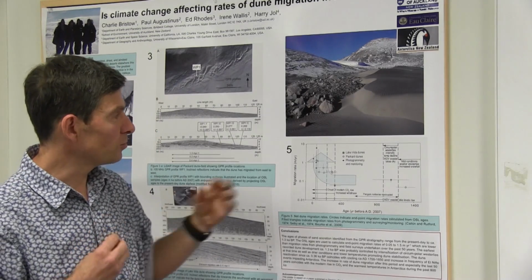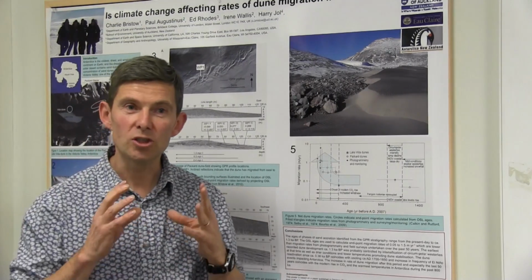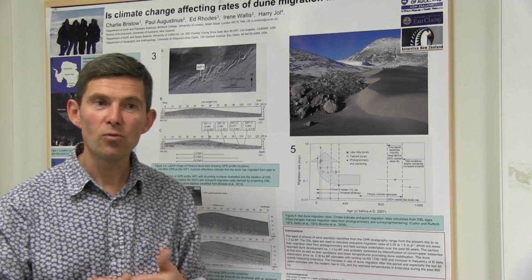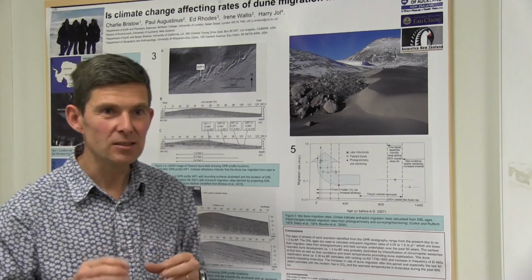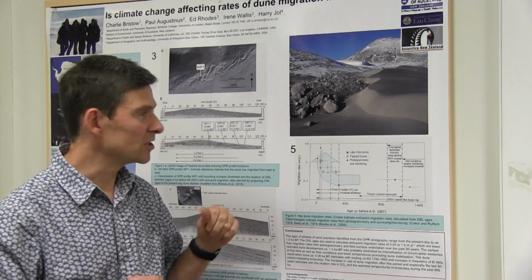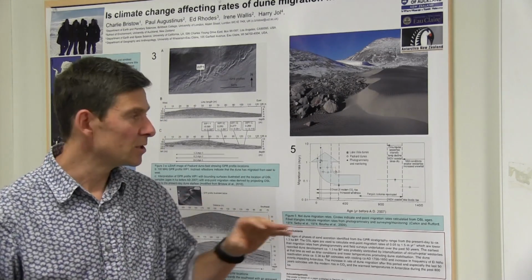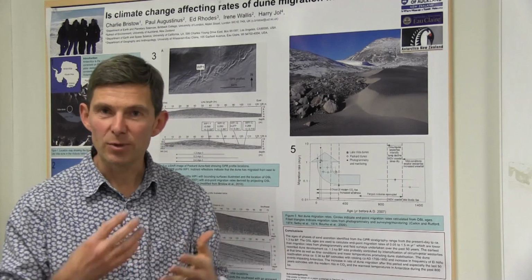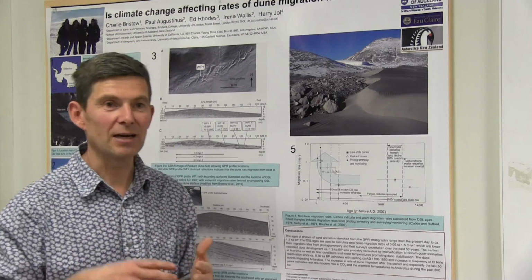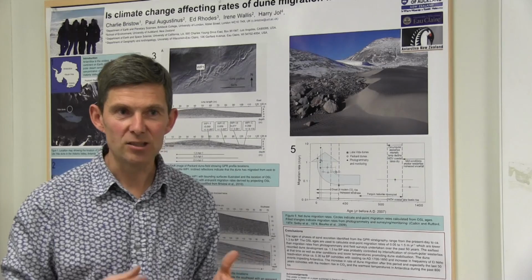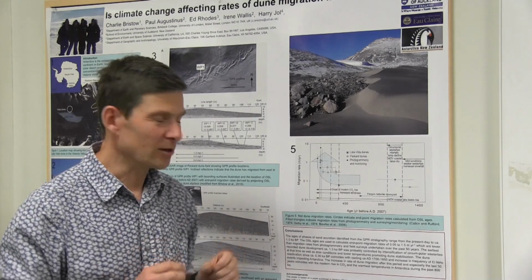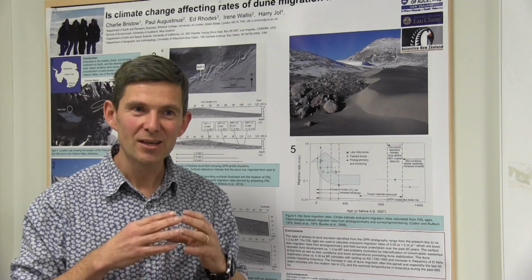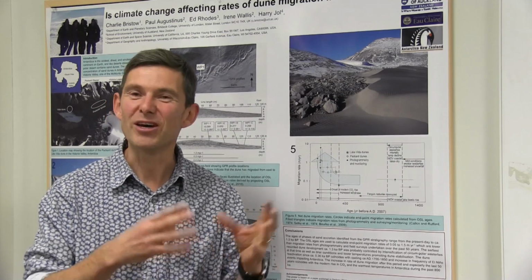And then we've used optical dating to try to determine the age of the dunes and work out how fast they've been migrating over time. And it appears, on the basis of modern observations and some of these dates, that the dunes appear to be moving a little bit quicker in the present day than they have in the past. And that might possibly be an indicator of warming in Antarctica. But that is somewhat hypothetical.